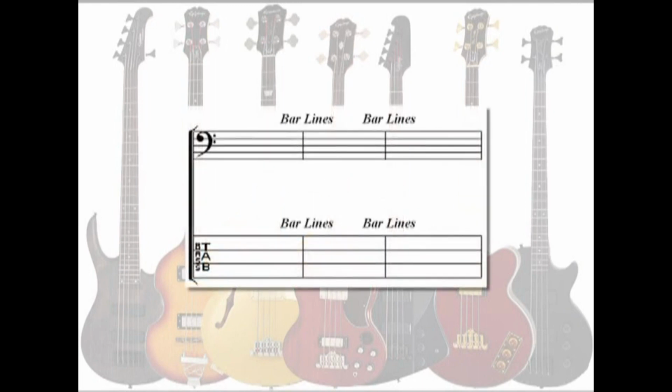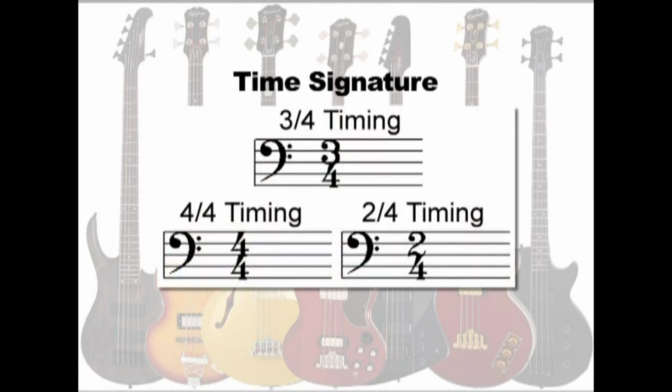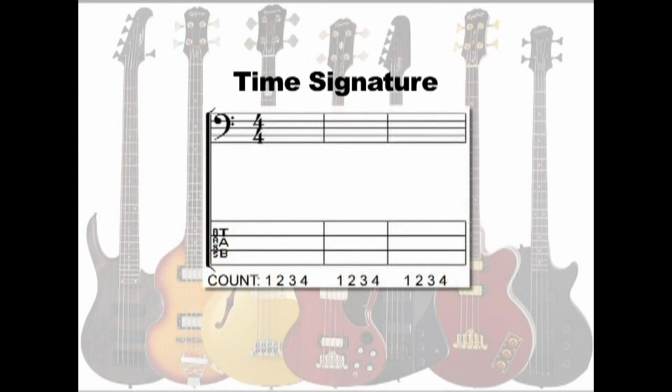Bar lines are the vertical lines that divide tablature and staff music into sections. A measure is the space between bar lines. Each measure uses an equal set of beats. The amount of beats is determined by the time signature. For example, in 4/4 timing, each measure equals 4 beats.